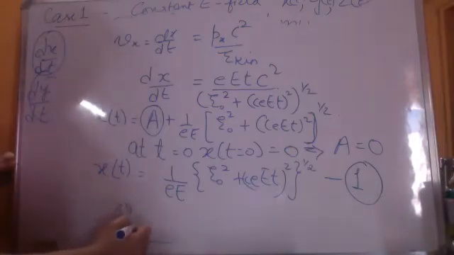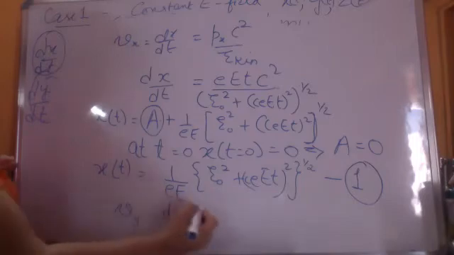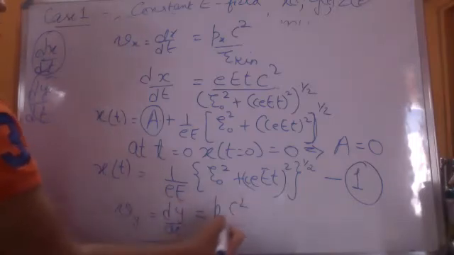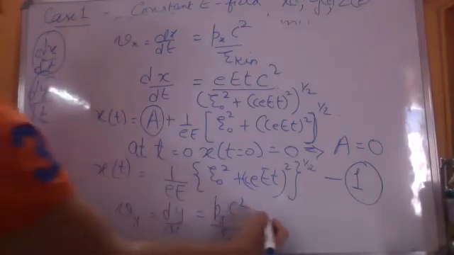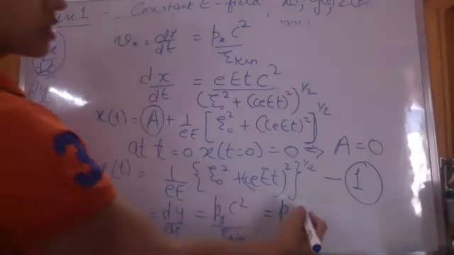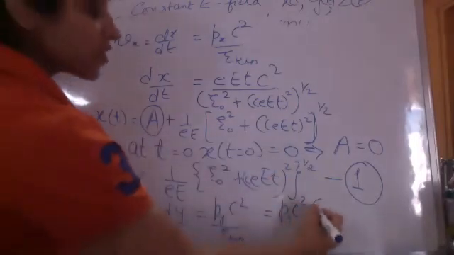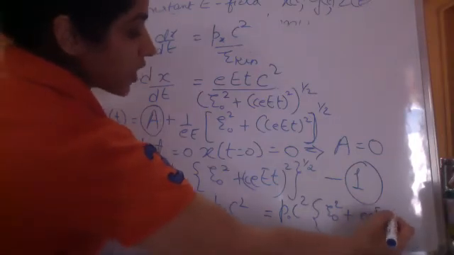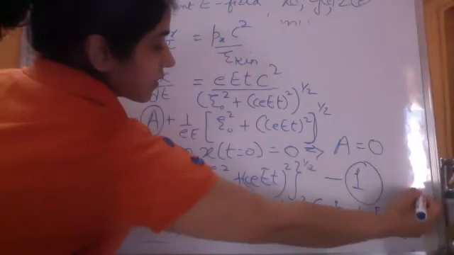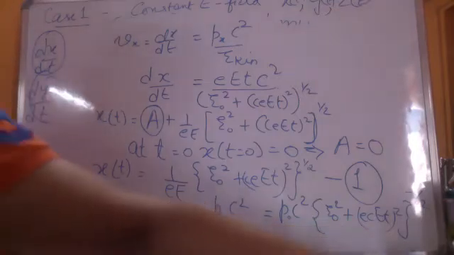Now, Vy, dy by dt, will be Py c square by E, the kinetic energy. Py is a constant, P naught, c square. The kinetic energy is not a constant, sorry, it depends upon time, but I know what kind of time dependence it has. I can integrate this.